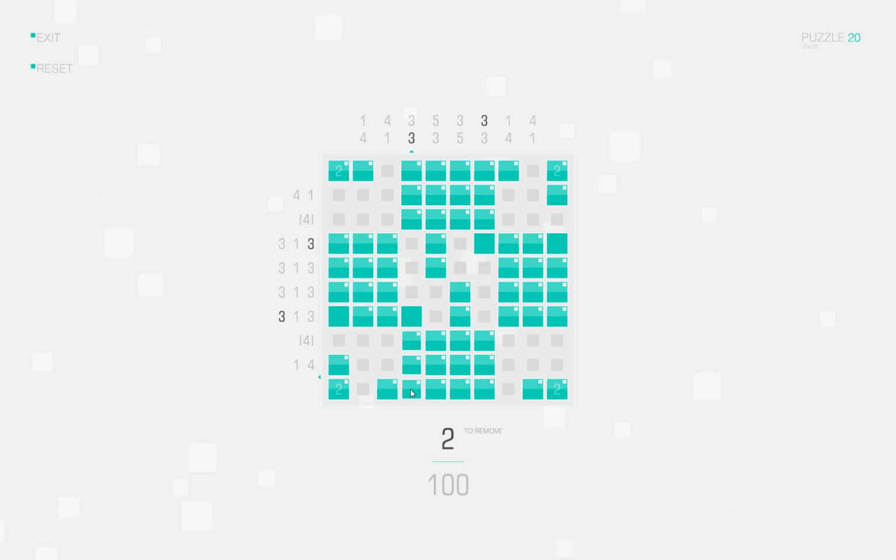Here we have our tree. So we remove this and keep this. And here we have our tree, so we can remove this and mark this.